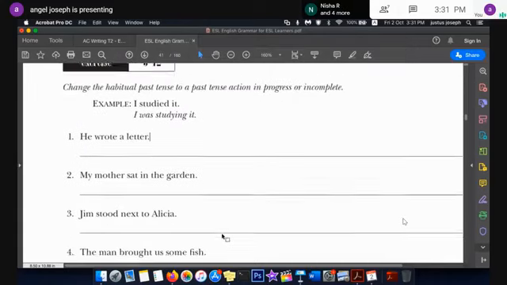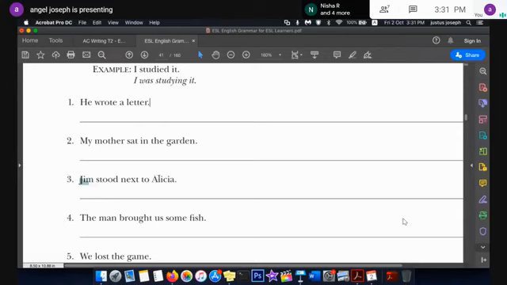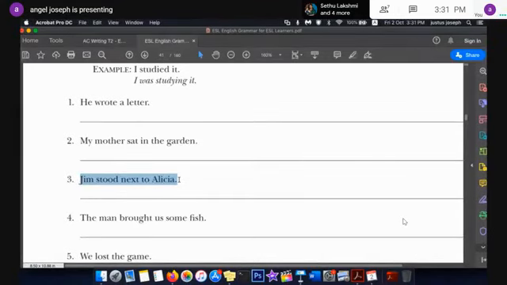Okay, let's move on. Third one, Jim stood next to Alicia. Jim was standing next to Alicia, and Jim is standing next to Alicia. Okay, past and present.